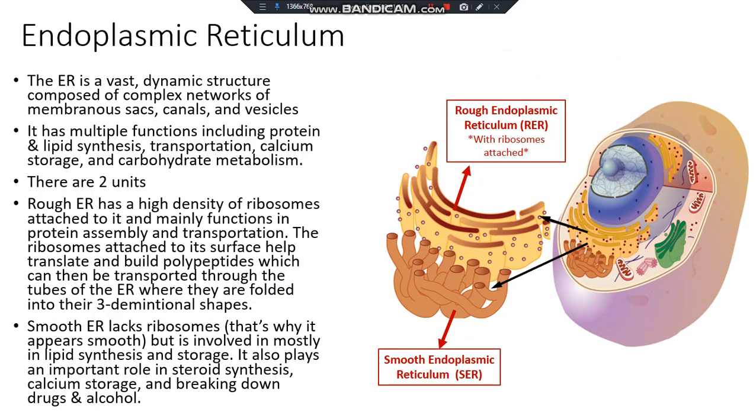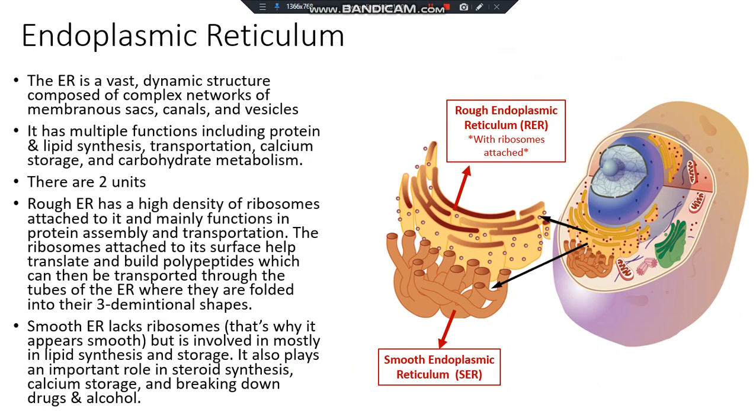The endoplasmic reticulum is a vast dynamic structure composed of complex networks of membranous sacs, channels, and vesicles. It has multiple functions including protein and lipid synthesis, transportation, calcium storage, and carbohydrate metabolism. So there's either rough ER or smooth ER.